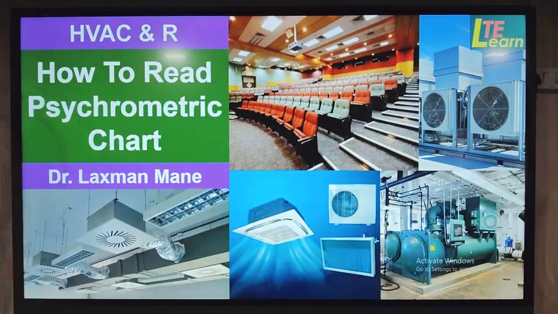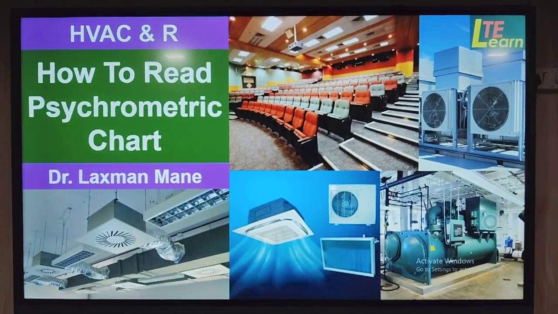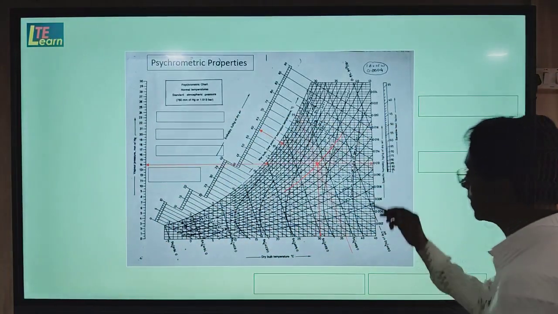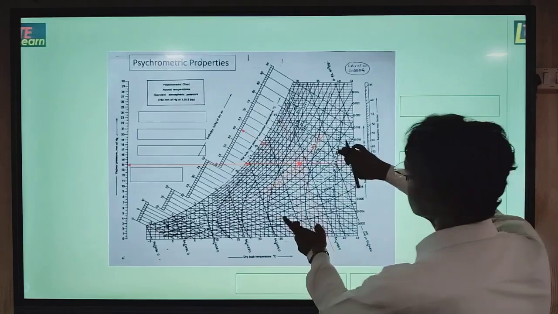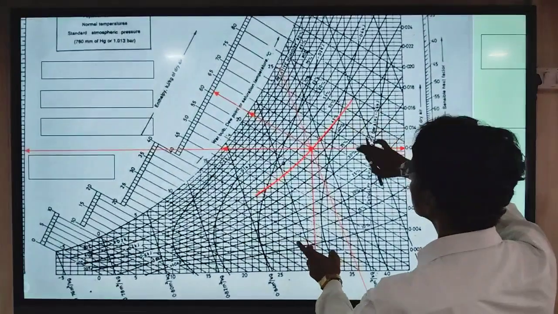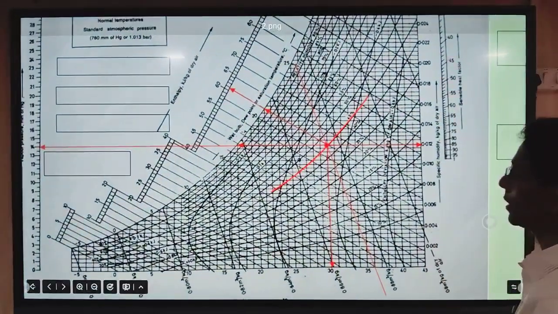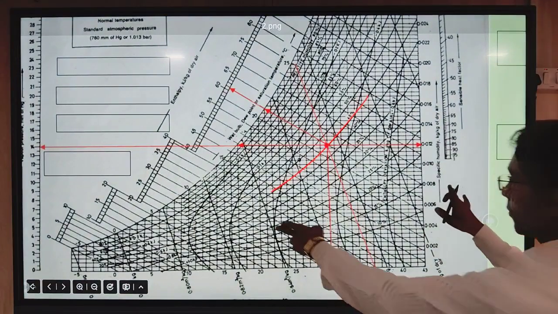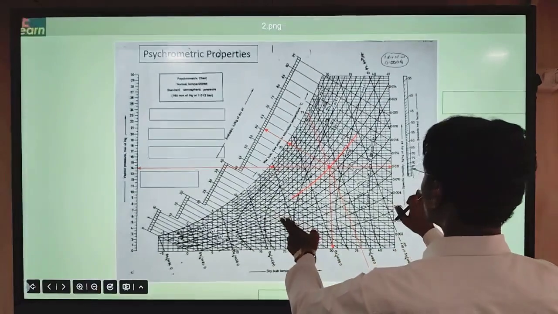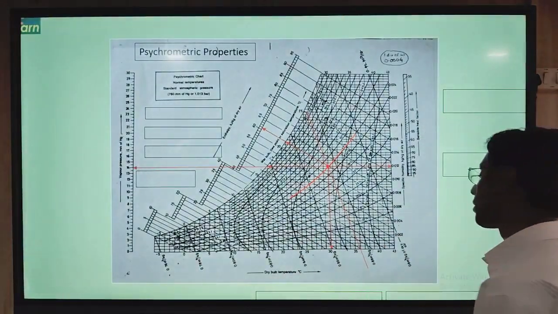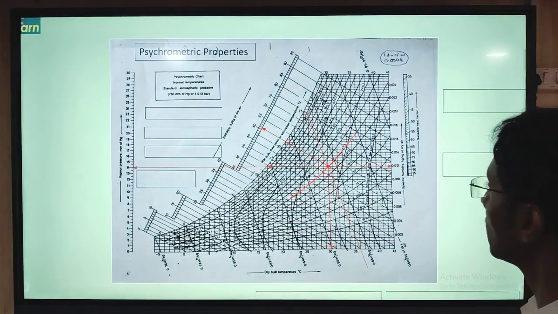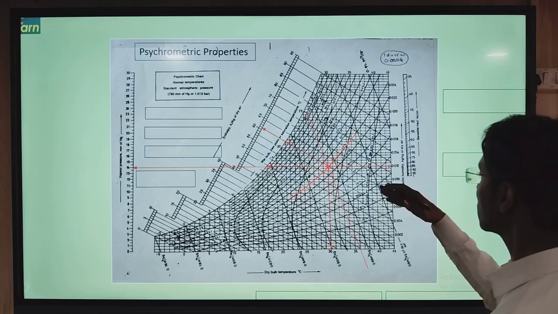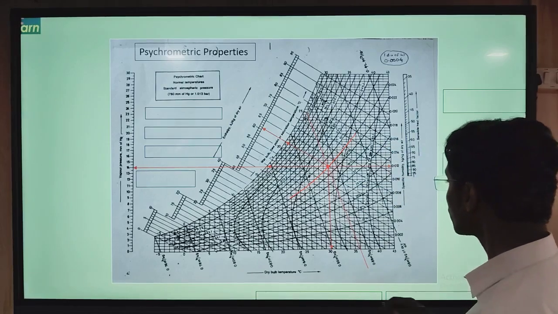So let us first see the psychrometric chart. The psychrometric chart is shown here. If you see, we will find the chart is full of lines, many number of lines. We discussed the prominent properties of psychrometry in the first video session. Now we will see all the properties one by one.